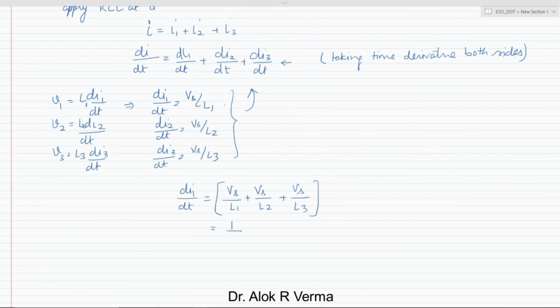So it is nothing but 1 by L equivalent times Vs, which is the di by dt. So what is 1 by L equivalent? 1 by L1 plus 1 by L2 plus 1 by L3. So this is the equivalent inductance when the inductors L1, L2 and L3 are connected in parallel.